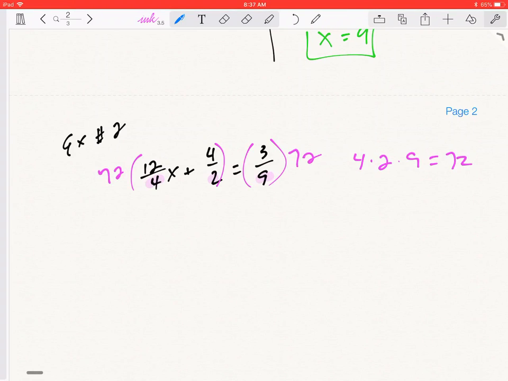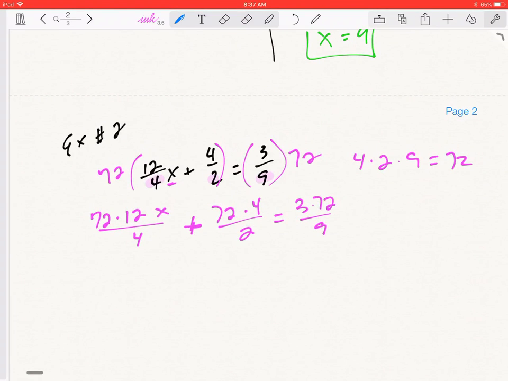Okay, now I'm going to rewrite this as 72 times 12x over 4, plus, because remember that x is not in the bottom, that's up top, plus 72 times 4 over 2 is equal to, now we have 3 times 72 over 9, okay?